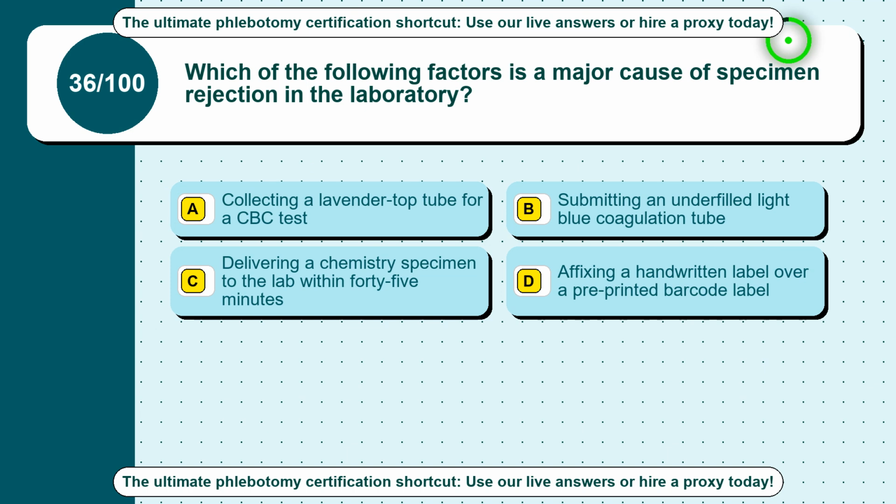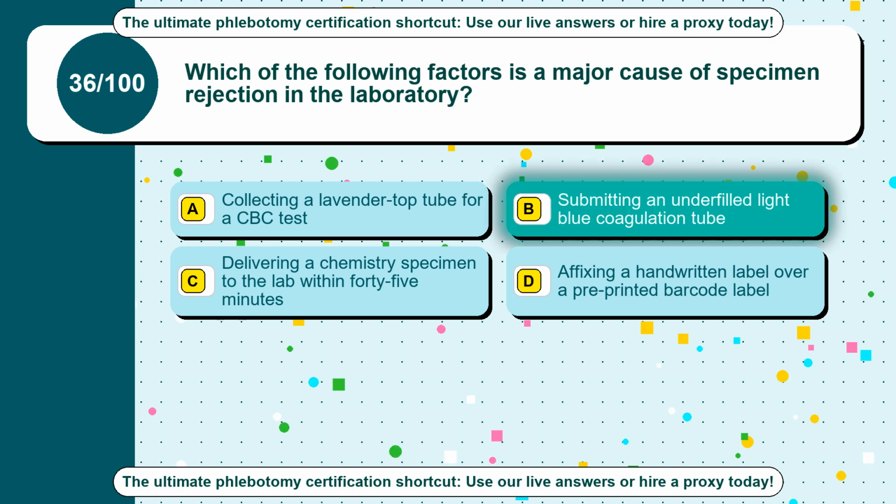Question 36. Which of the following factors is a major cause of specimen rejection in the laboratory? Option A, collecting a lavender top tube for a CBC test. Option B, submitting an underfilled light blue coagulation tube. Option C, delivering a chemistry specimen to the lab within 4 to 5 minutes. Option D, affixing a handwritten label over a pre-printed barcode label. The correct answer is option B, submitting an underfilled light blue coagulation tube.